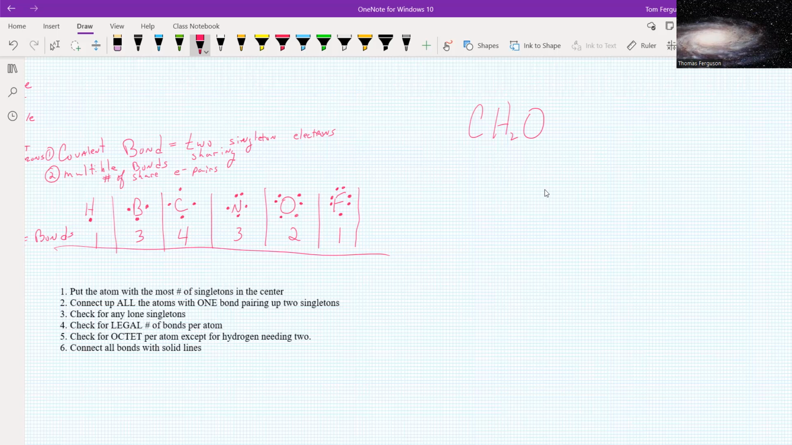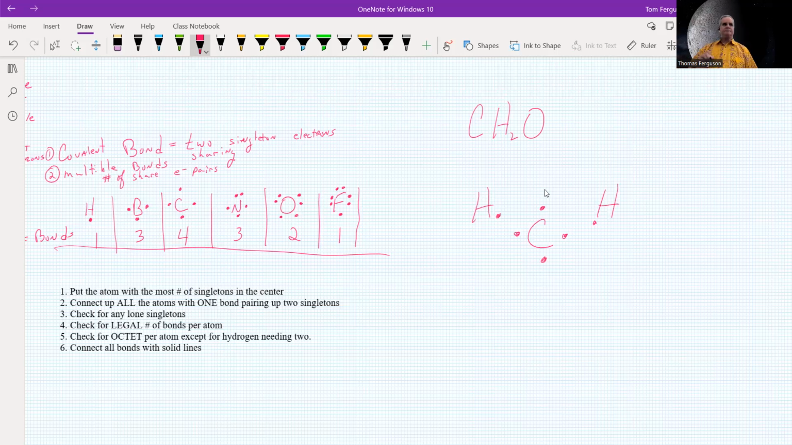What's the structure look like? Well, here we've got carbon, hydrogen, oxygen. Which has the most singletons in it? Carbon. Hydrogens, as I said before, we're going to put around the outside. Notice I didn't say where, I just said the outside. Now we can move stuff around for convenience. And then we have oxygen.